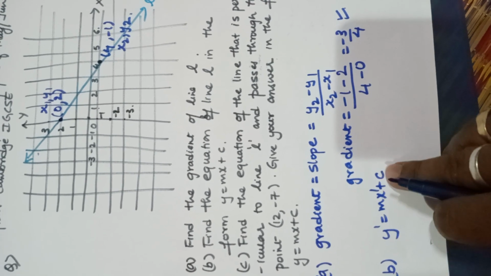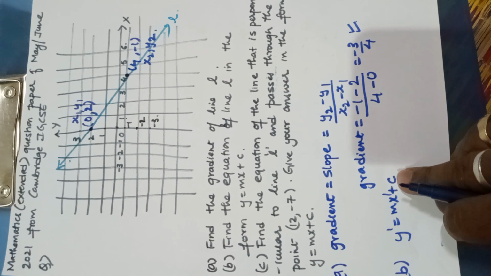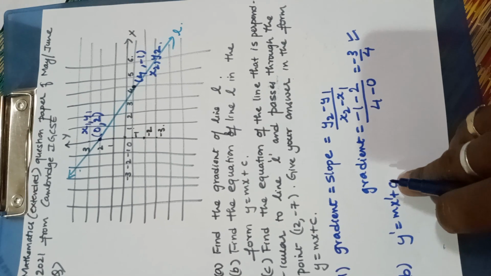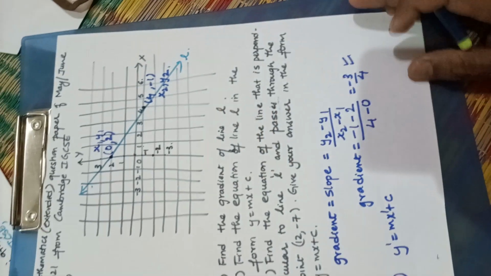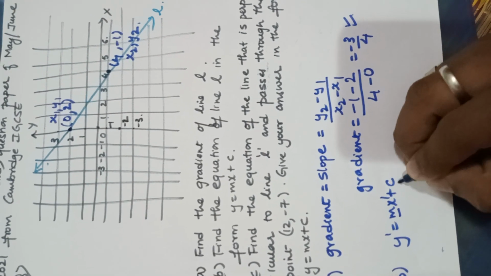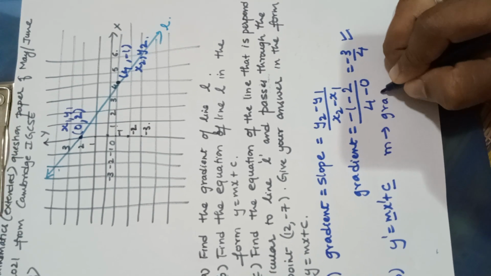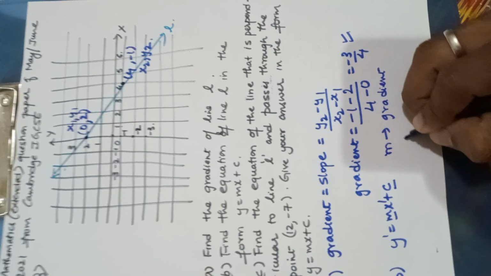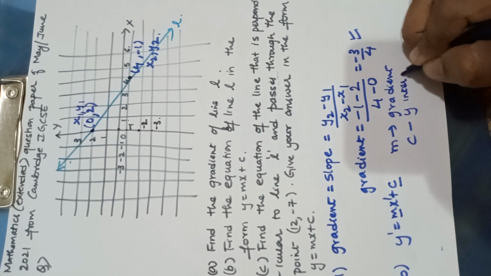So therefore this equation represents a line. We need to find the equation of this line in the form y is equal to mx plus c. So what do these two terms m and c indicate here? m indicates gradient or the slope, while c indicates y-intercept.